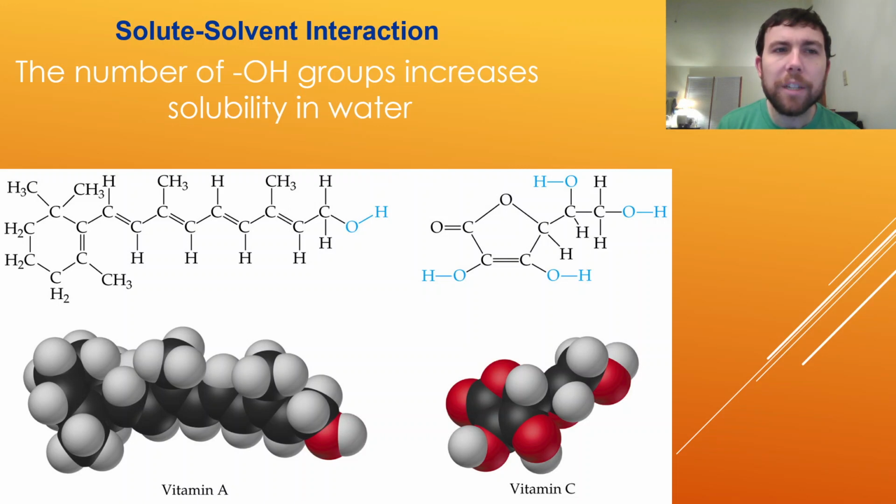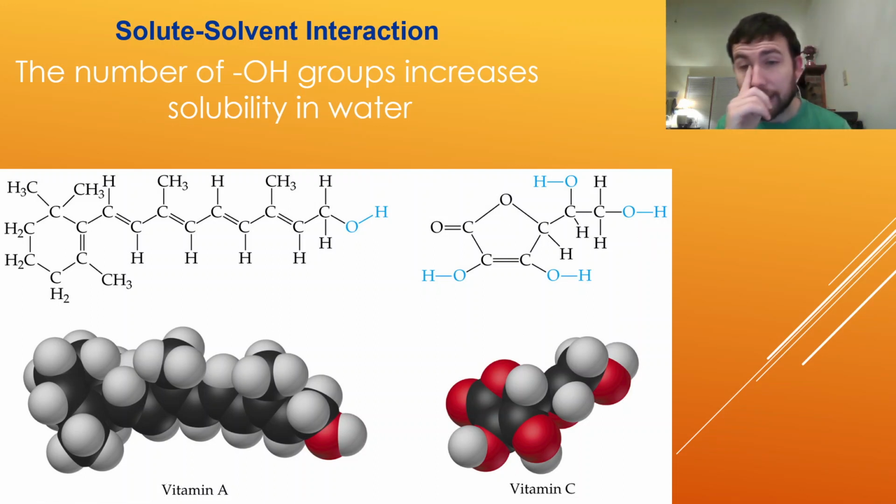Now, the other thing we mentioned is that the number of OH groups that you have is going to increase the solubility in water. And so here we're taking a look at two different vitamins, right? Vitamin A versus vitamin C. So you can see vitamin A has a pretty long carbon chain, but notice that it's got this one lonely OH group, right? Whereas if we look at something like vitamin C, we've got OHs, 1, 2, 3, 4. We've got 4 OHs on one molecule of vitamin C.